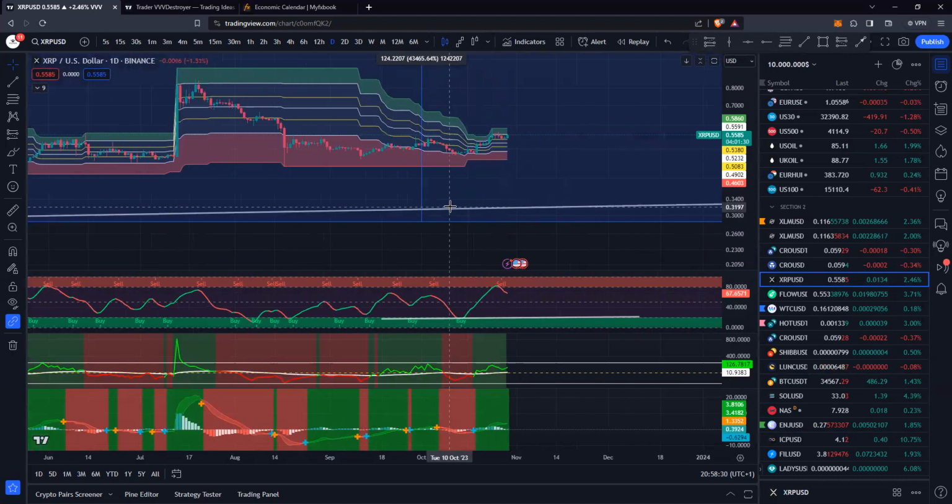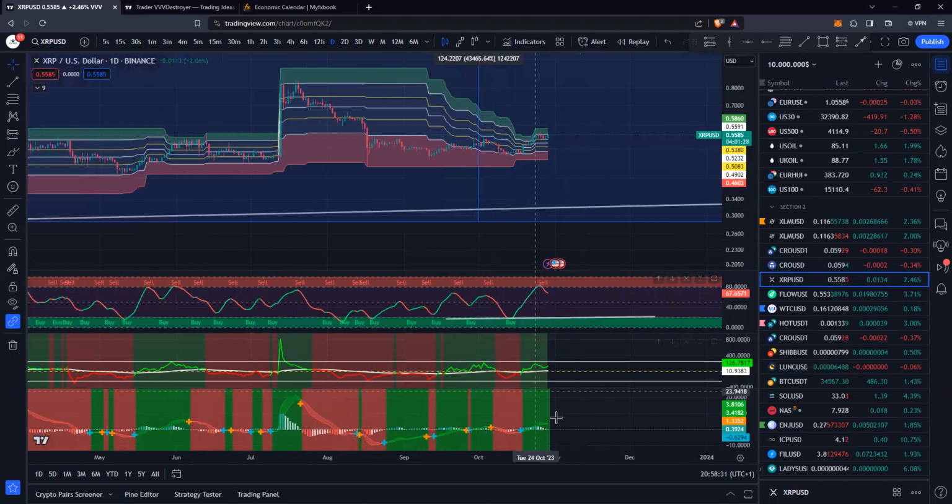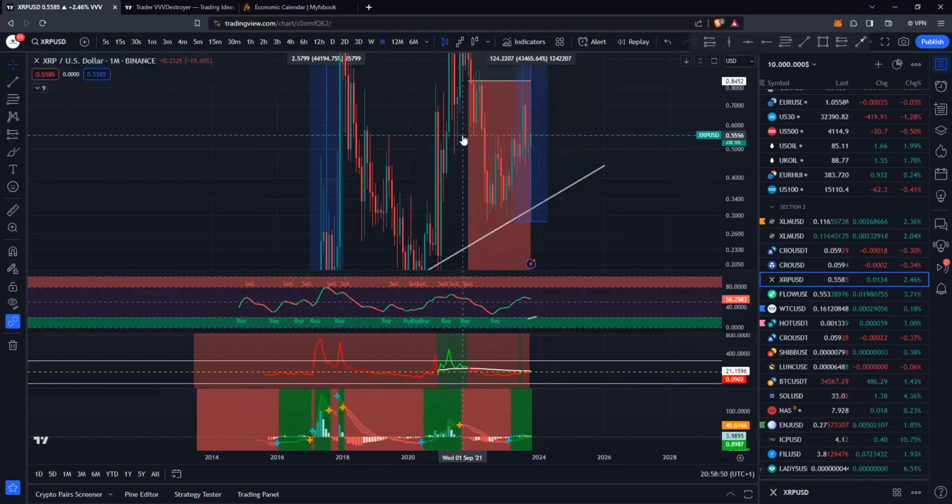Okay, on daily basis, there is no divergence, just moving smoothly. Actually, we broke the zero line. I think there is a possible scenario to make one more down move, and after that to the upside, but it's definitely something.